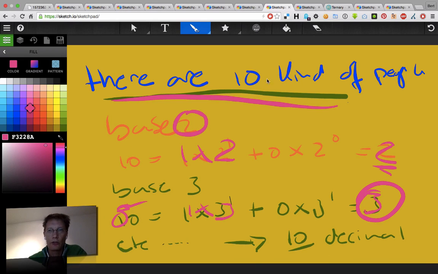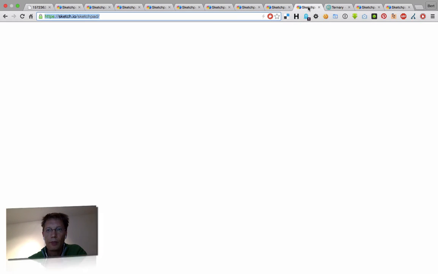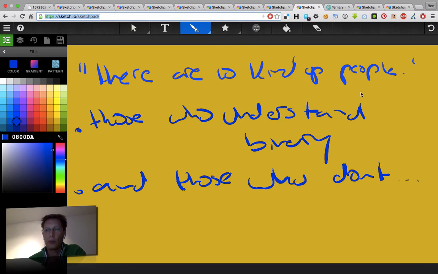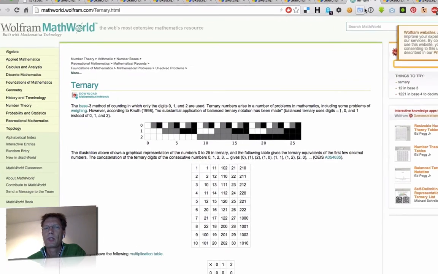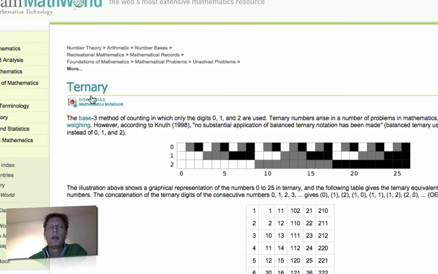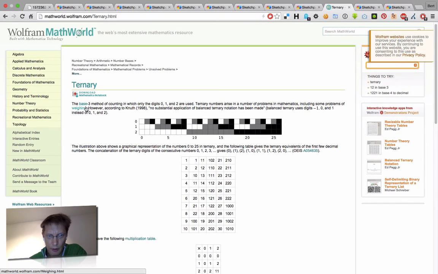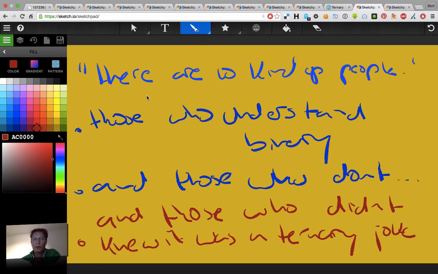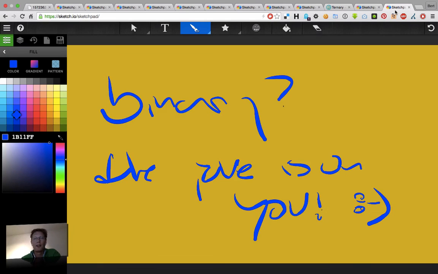So that's the start of the joke. So there are 1-0 kinds of people, those who understand binary and those who don't. Ternary is the term for base 3. There you go, base 3. And we could counter the joke. There are 1-0 kinds of people, those who understand binary, true, those who don't, true. And then you say, and those who didn't know it was a ternary joke. Funny. So there you go.